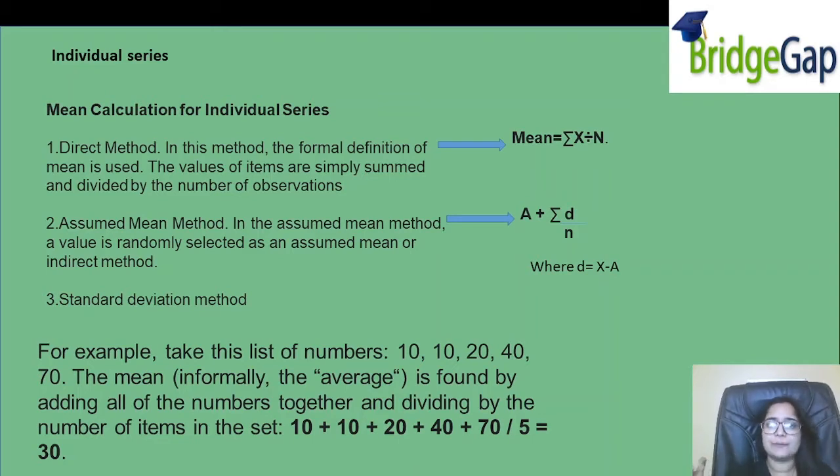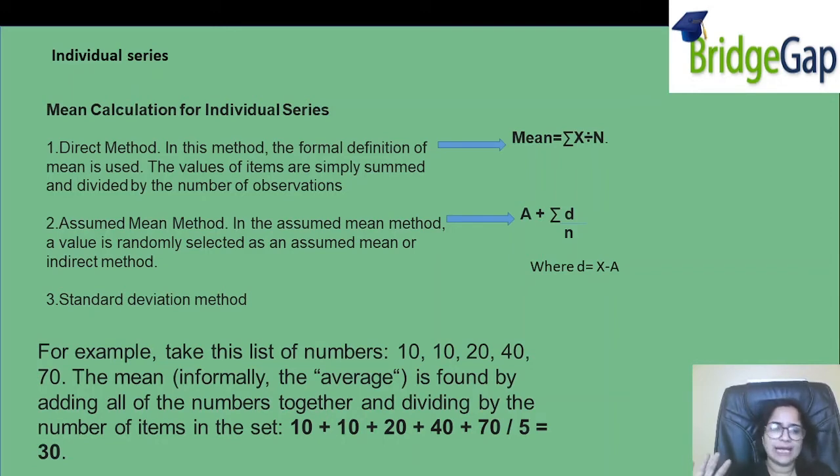Okay, just keep this in mind. Then the assumed mean method. What you do in this method is you randomly select any value from the given items and take it as the assumed mean. You have to assume that this is your mean. Then the formula comes: a plus sigma d upon n. Here a is the assumed mean, and d is equal to x minus a, where x is the value in the item and a is the assumed mean. I'll give you an example of this.